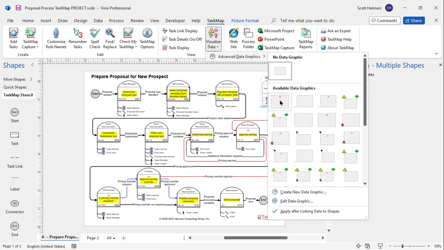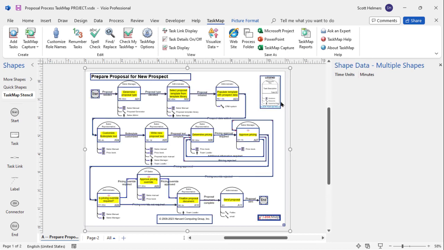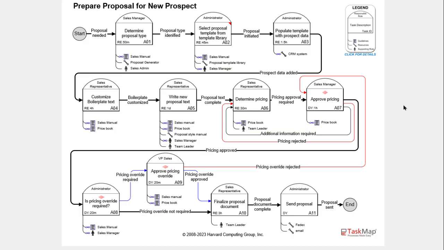I'm going to start with the simplest one, and by the way, these all have names that begin with TDG for TaskMap Data Graphic. That's to distinguish our data graphics in TaskMap from those that Visio provides. This one is designed to represent decisions. Let's use F5 to go to full screen mode to see the result. And you can tell that there are 3 tasks in this process that are identified as decisions.